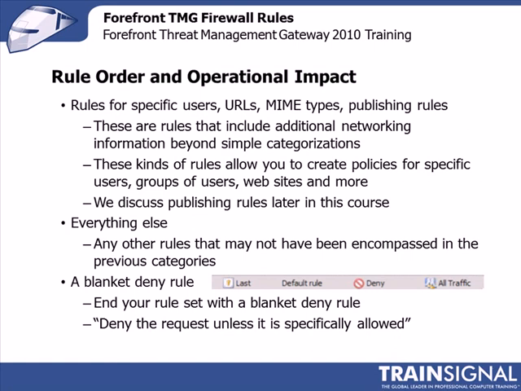And then Microsoft recommends everything else. Anything that doesn't fit those categorizations, then you put on your list of rules. Any other rules that may not have been encompassed in the previous categories. And then you end the whole thing with a blanket deny rule. And you can see a little picture of that on your screen. This ends your rule set basically with a deny the request unless it is specifically allowed. This is considered a security best practice for pretty much all firewalls these days. You only allow the traffic that's specifically enabled. You don't allow anything else.